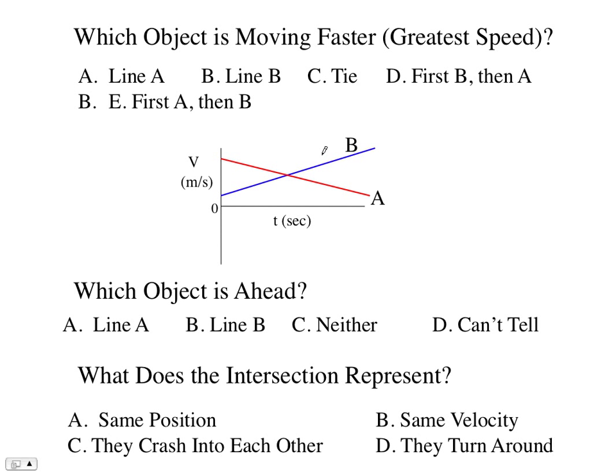And then now we're looking at a velocity graph and which object is moving faster, and again we can see that changes over time.